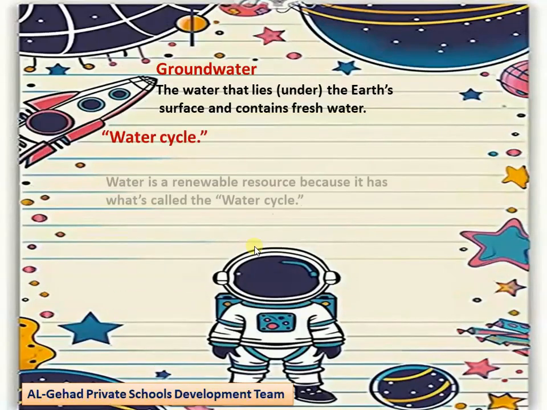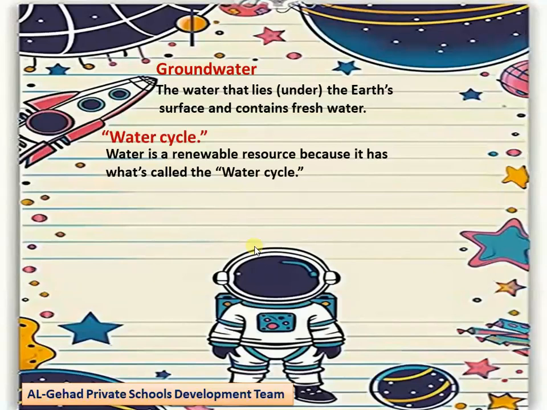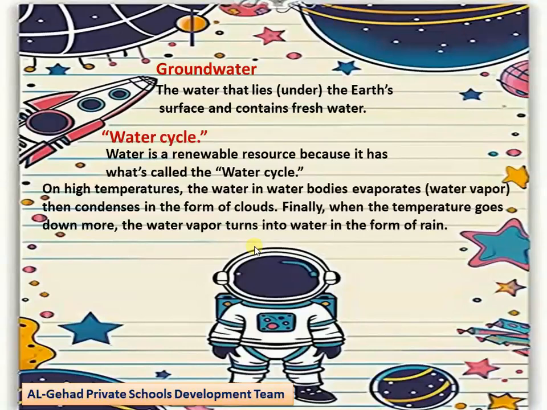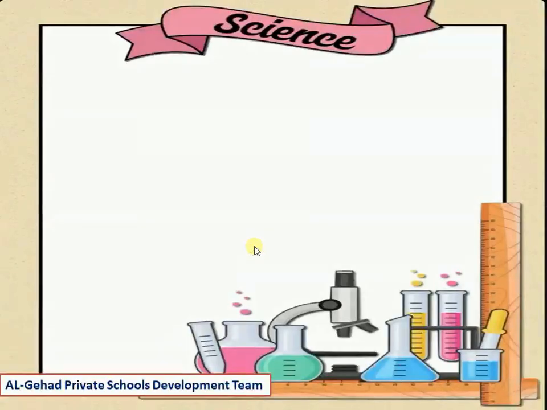Water cycle. Water is a renewable resource because it has what is called the water cycle. On high temperatures, the water in water bodies evaporates, means water vapor, then condenses in a form of clouds. Finally, when the temperature goes down more, the water vapor turns into water in the form of rain.